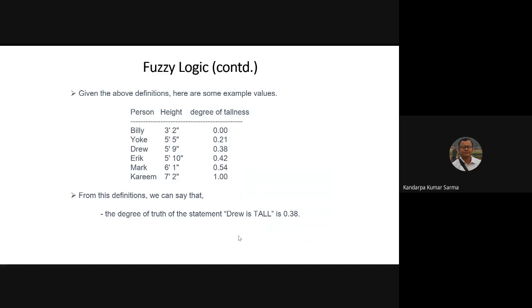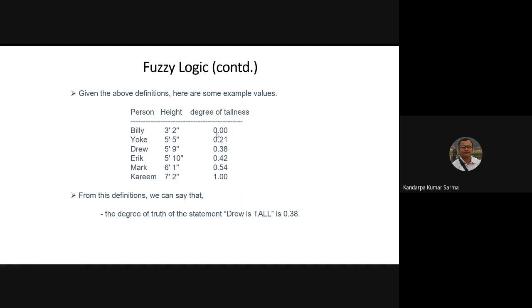So from that particular consideration, when you take measures of heights, you can have a few samples. The height variations are like this: 3 feet 2 inch, 5 feet 5 inch, 5 feet 9 inch, 5 feet 10 inch, 6 feet 1, 7 feet 2. So there can be a degree of tallness between them.